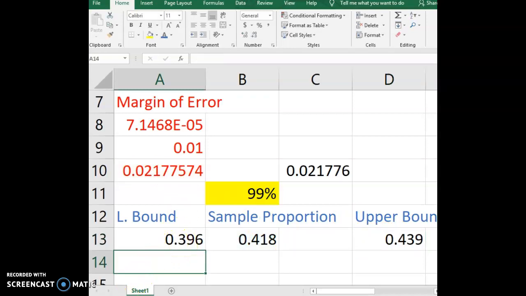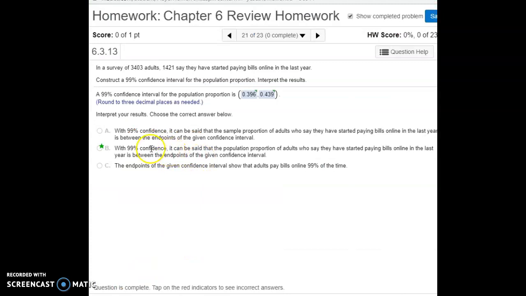And so we're 99% confident that the population proportion, in this case of adults who started paying bills online, is in between our endpoints here of our confidence interval.